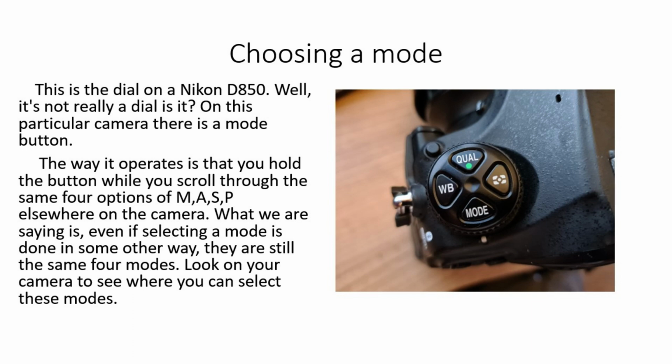This is the dial on a Nikon D850. Well, it's not really a dial, is it? On this particular camera, there is a mode button. The way it operates is that you hold the button while you scroll through the same 4 options of M, A, S, and P, elsewhere on the camera. What we are saying is, even if selecting a mode is done in some other way, they are still the same 4 modes. Look on your camera to see where you can select these modes.